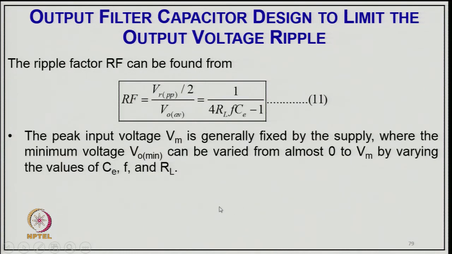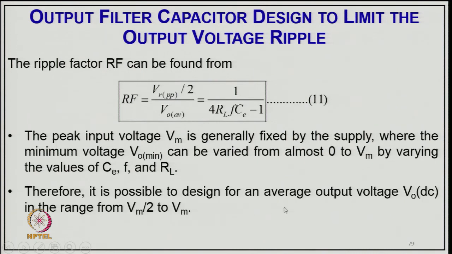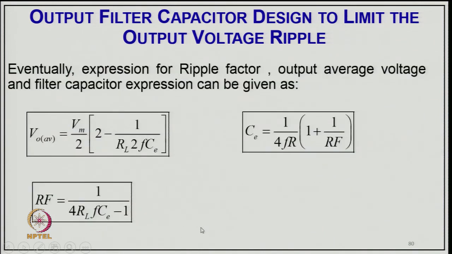So, the peak input voltage V_m is generally fixed by the supply, whereas the minimum voltage V_O minimum can be varied from almost 0 to V_m by varying the values of C, f and R_L. So, therefore, it is possible to design average output voltage in the range of V_m by 2 to V_m, and eventually expressions for ripple factor, output average voltage and the filter capacitor can be obtained.